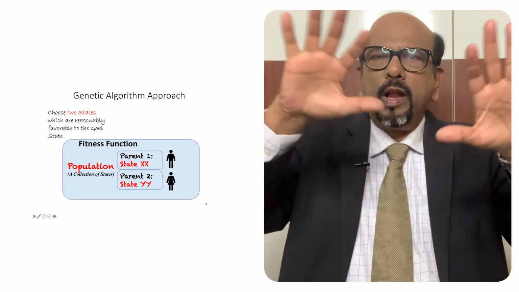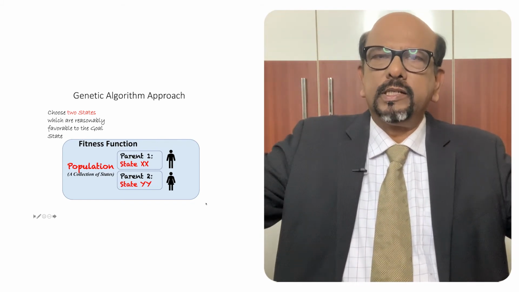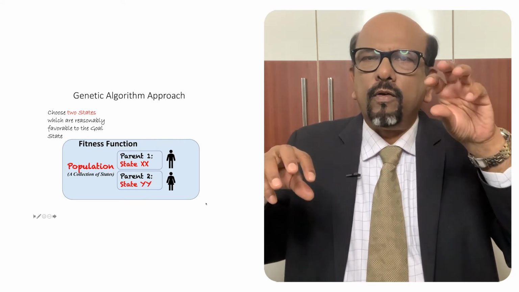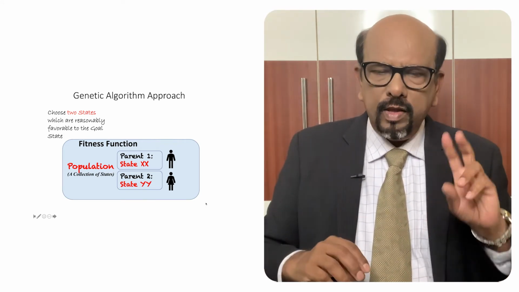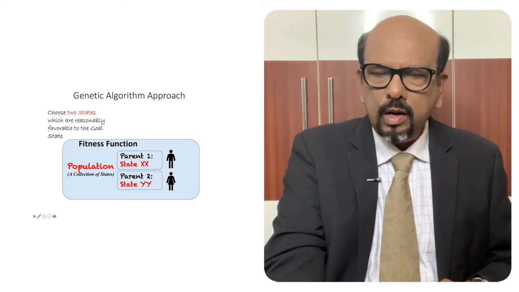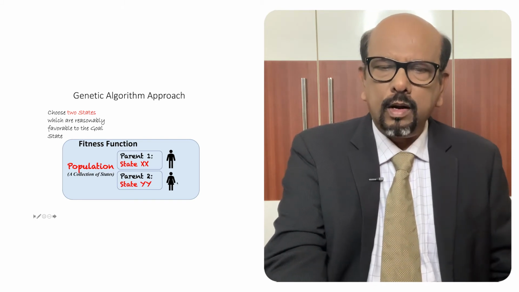So we have a population. The state space is called the population. Each state is one person for which there is a DNA. So we choose two. One is called parent 1, which is the father, and the other is called the mother.